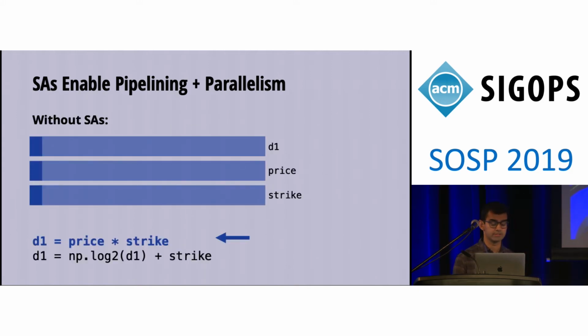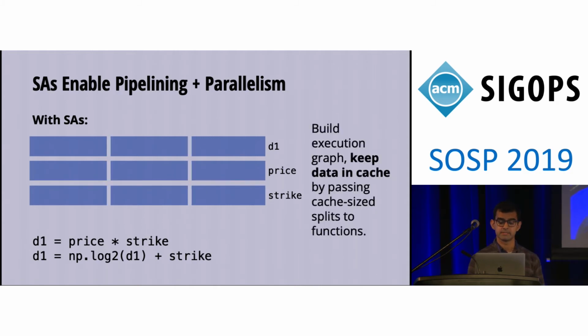To see what execution looks like without split annotations, let's look at that NumPy program I showed briefly earlier. When this first function is called, the entire inputs are scanned from main memory to produce a result. When we call subsequent functions, reused values are scanned again entirely from main memory, assuming that the inputs are larger than the CPU caches. And this causes that data movement bottleneck that I mentioned earlier. With split annotations, we change the way that this execution is actually carried out. The system will build an execution graph, and we can keep data in the CPU caches by only passing cache size splits to each function in the execution graph.